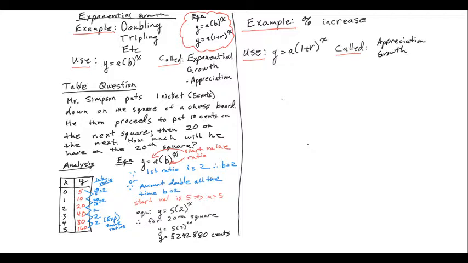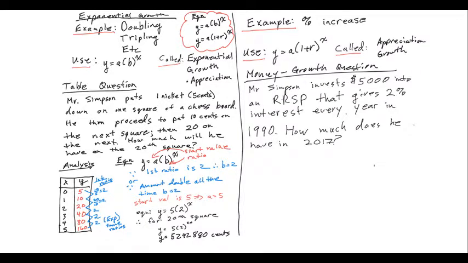The next type of problem that we're going to deal with is a money growth problem or biological growth problem. So let's say that we don't know that it's doubling or tripling, but we do know that we have a certain percent increase every year. I'm going to call this the money or growth problem. Now, when we do this problem, you're going to see something like this. Years ago, I invested $5,000 into an RRSP, and that RRSP gave me about 2% interest every year since 1990. Now, how much money do I have in 2017?